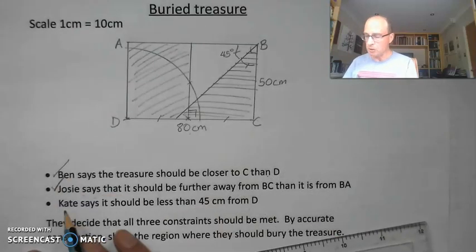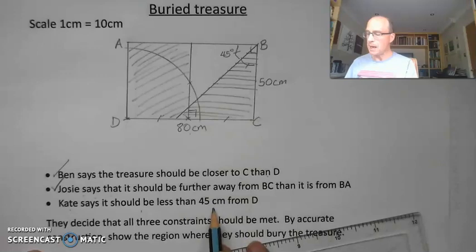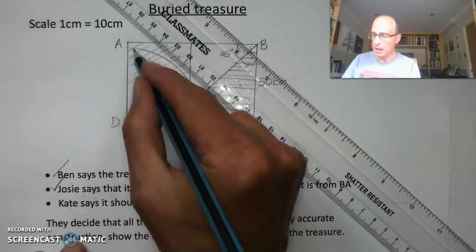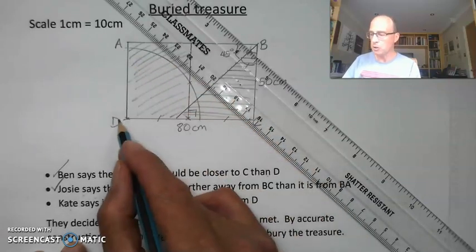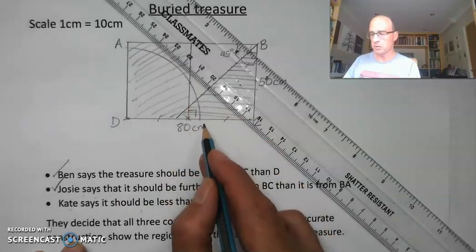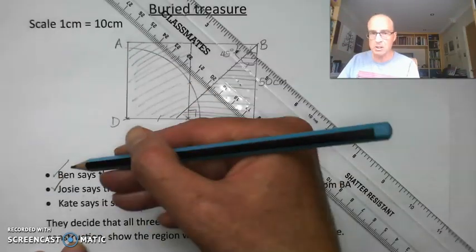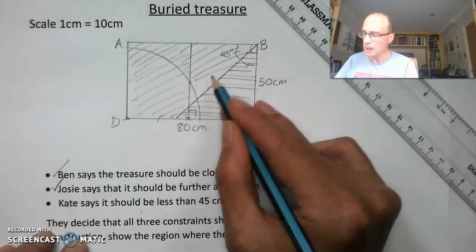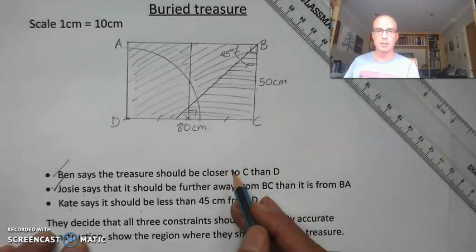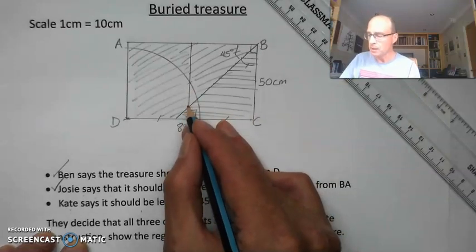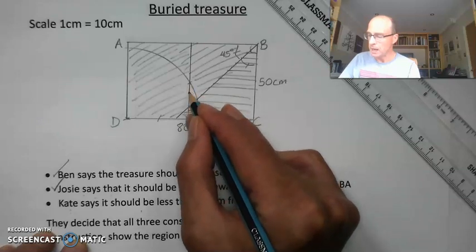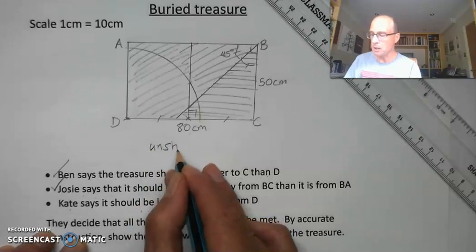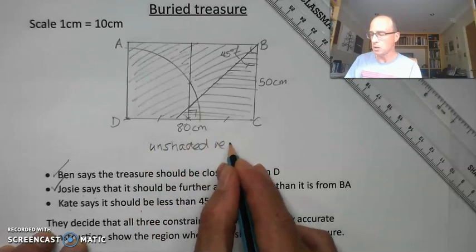So we've done Ben, we've done Josie, let's have a think about Kate. So she wants it to be less than 45 centimetres, so she's looking for it to be inside that arc. She wants it to be closer to D than that 45 centimetres. So she's interested in nearer to D. I'm not interested in the stuff that's further away from that circular arc, and I can shade that in. I've already shaded this bit over here, and I'm left with this little region here. That little bit here meets all three conditions, and it's worth saying that I'm actually interested in the unshaded region.